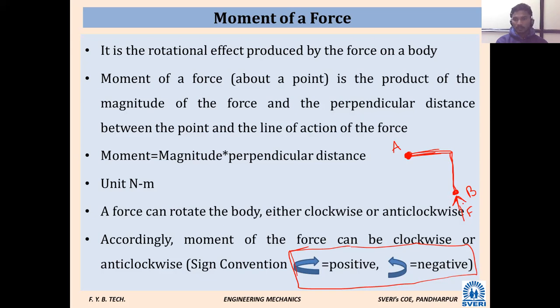I have applied an upward force F at point B, and I want to calculate what will be the rotational effect due to force F at point A. How will it rotate? Anti-clockwise. This object will rotate in this way. So you should imagine in this way. So whatever moment will be there, will it be positive or negative? Negative, something like this.